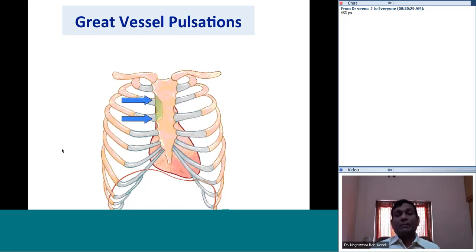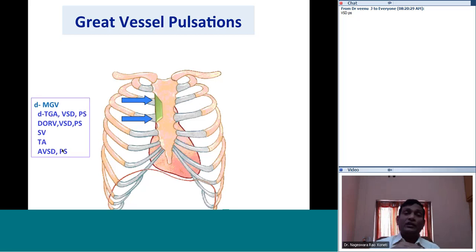When you see pulsations on the right side, this is commonly a right and anterior aorta, which is nothing but a D-posed great vessel situation. So in cyanotic congenital heart disease with reduced pulmonary blood flow and D-posed great vessels, you should be thinking of DTGA VSD PS, DORV VSD PS, single ventricle PS with D-posed great vessels, and rarely tricuspid atresia VSD with DTGA and AV canal defect PS with D-posed great vessels. This is the chronological order. The commonest is DTGA VSD PS, almost always associated with a right and anterior aorta, then DORV VSD PS, single ventricle PS with D-posed vessels, tricuspid atresia with DTGA PS, and AV canal defect PS with D-posed vessels. You should remember that.